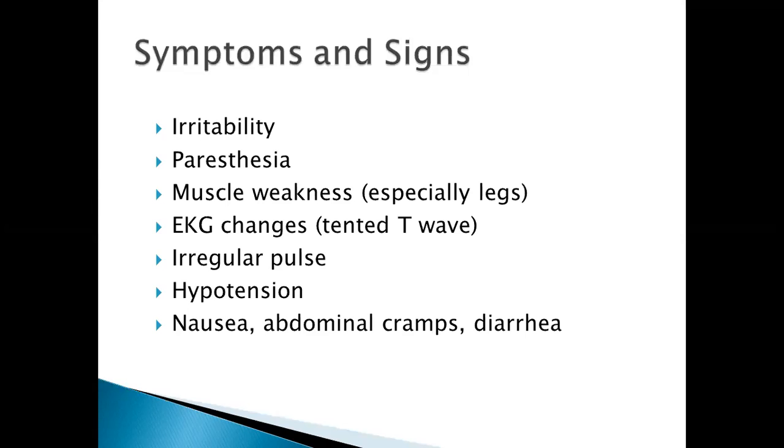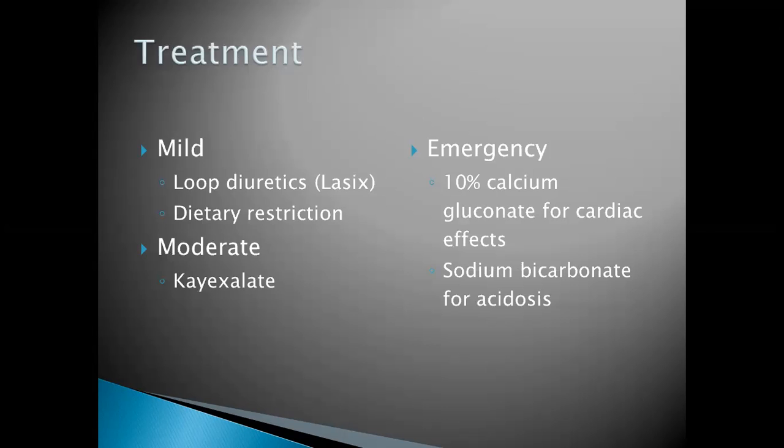Signs and symptoms include irritability, paresthesia, muscle weakness, ECG changes, irregular pulse, hypotension, nausea, abdominal cramps, diarrhea. Treatment: if it is mild, we will give loop diuretics and dietary restriction. For moderate, we will give Kayexalate, which is a potassium chelating agent, and if it is severe, calcium gluconate can be given and sodium bicarbonate for acidosis.